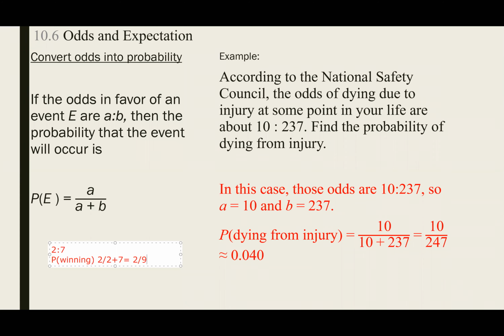And that's all they tell you. If they give you the odds in favor of something, all you do is take the first item divided by the addition of the two. Okay, so that's how you find the probability if they give you the odds. Any questions here in terms of how to find the odds, or how to find the probability if they give you the odds?